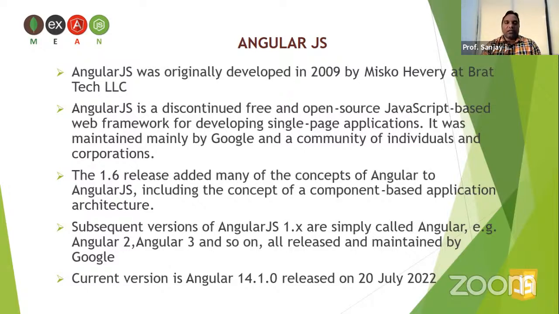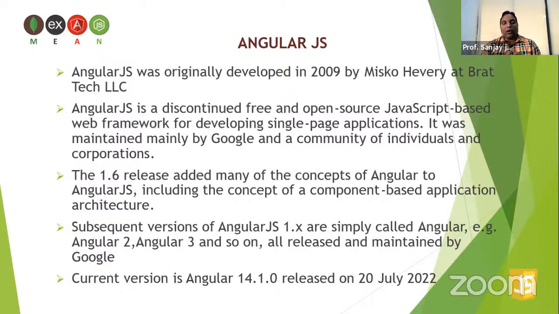Just understand that AngularJS was developed in 2009, and up to AngularJS 1.6, which came up with a new feature called component-based application. So everything was a component. The entire application was broken down into components, and these components all together created one single application. So after 1.6, when the component-based architecture was created, AngularJS was no longer called AngularJS, but was only called Angular.